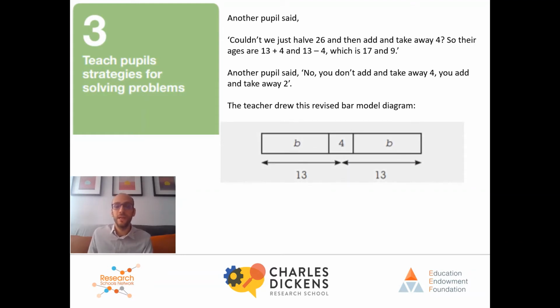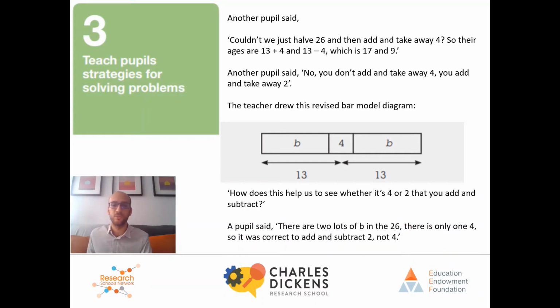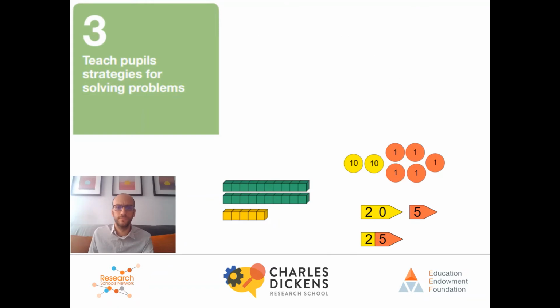Here it is. So you've got your b plus your 4, and the bar model here shows that that 4 can't be subtracted and then added. It has to be 2 because that 4 is split equally between both b's. How does this help us to see whether it's 4 or 2 that you add and subtract? A pupil said, well, there are 2 lots of b in the 26. There is only one 4. So it was correct to add and subtract 2, not 4.